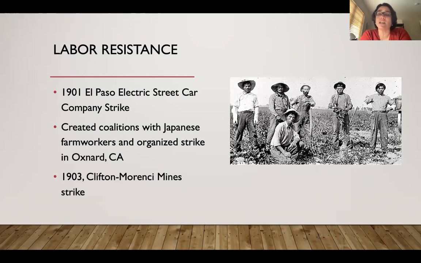We also saw in the reading that there are coalitions created with Japanese farm workers in California, and also organizing strikes with fellow Japanese farm workers. So there is a long history of labor resistance by Mexican laborers in the United States.